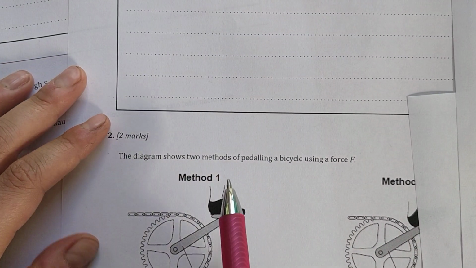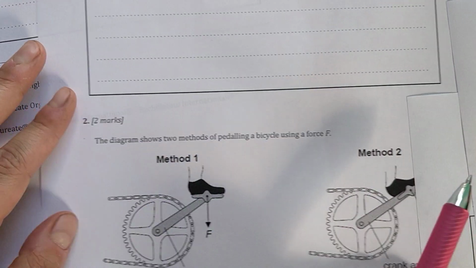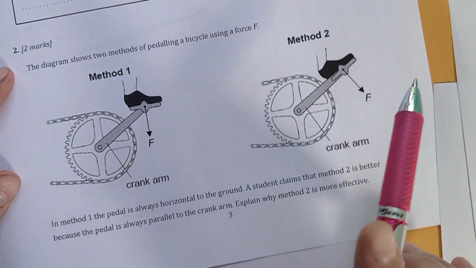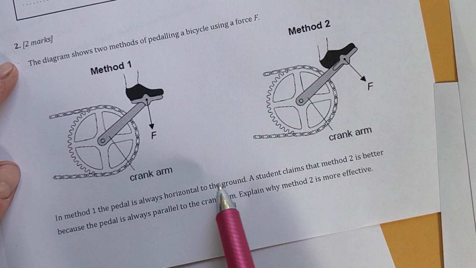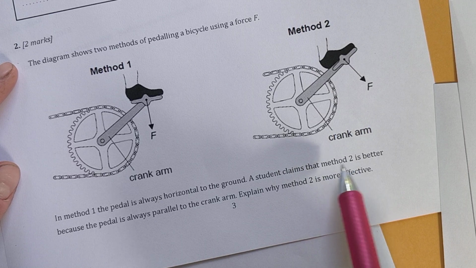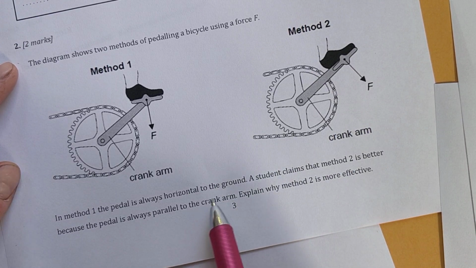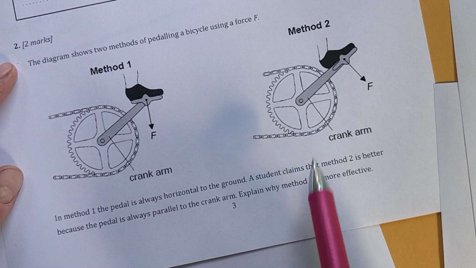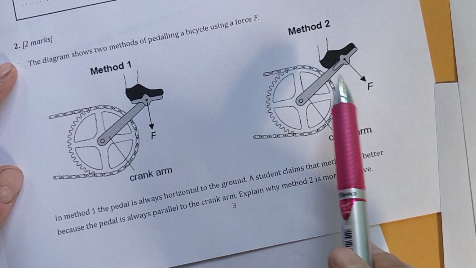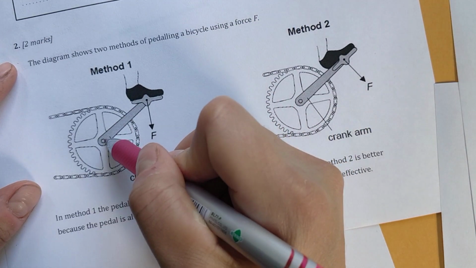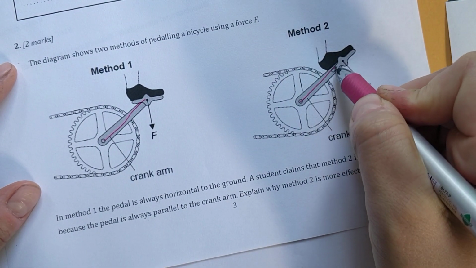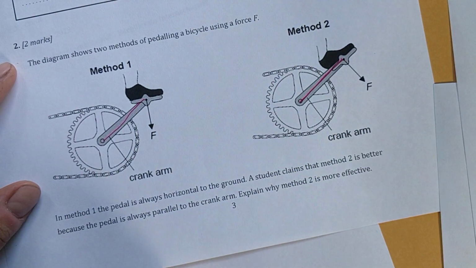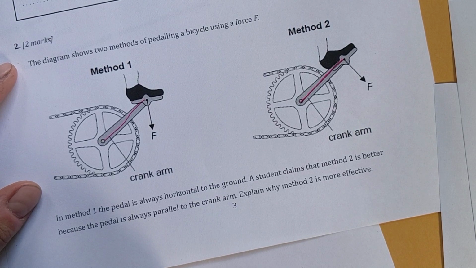Question 2 is easy. The diagram shows 2 methods of pedaling a bicycle using a force F. In method 1, the pedal is always horizontal to the ground. A student claims that method 2 is better because the pedal is always parallel to the crank arm. Explain why method 2 is more effective. So you need to think about the direction of force with respect to the moment arm, which allows for maximum applied torque. Think about your angles.